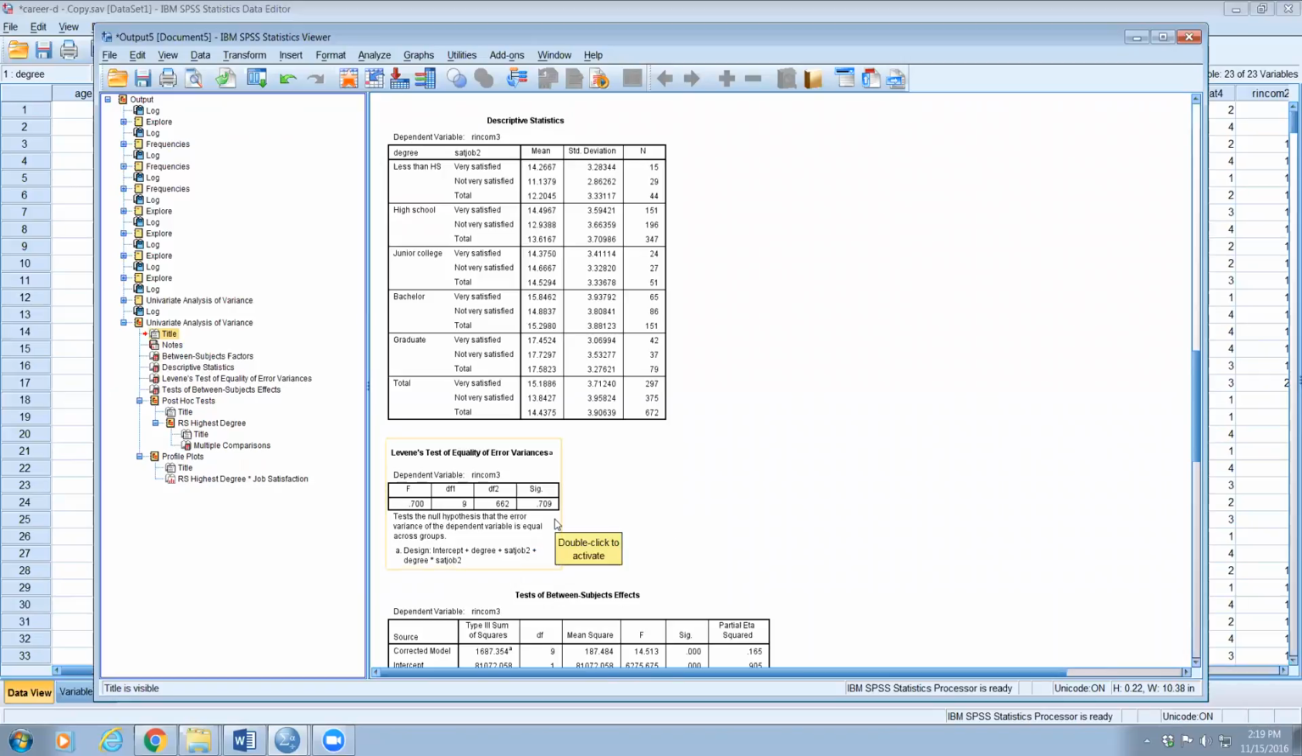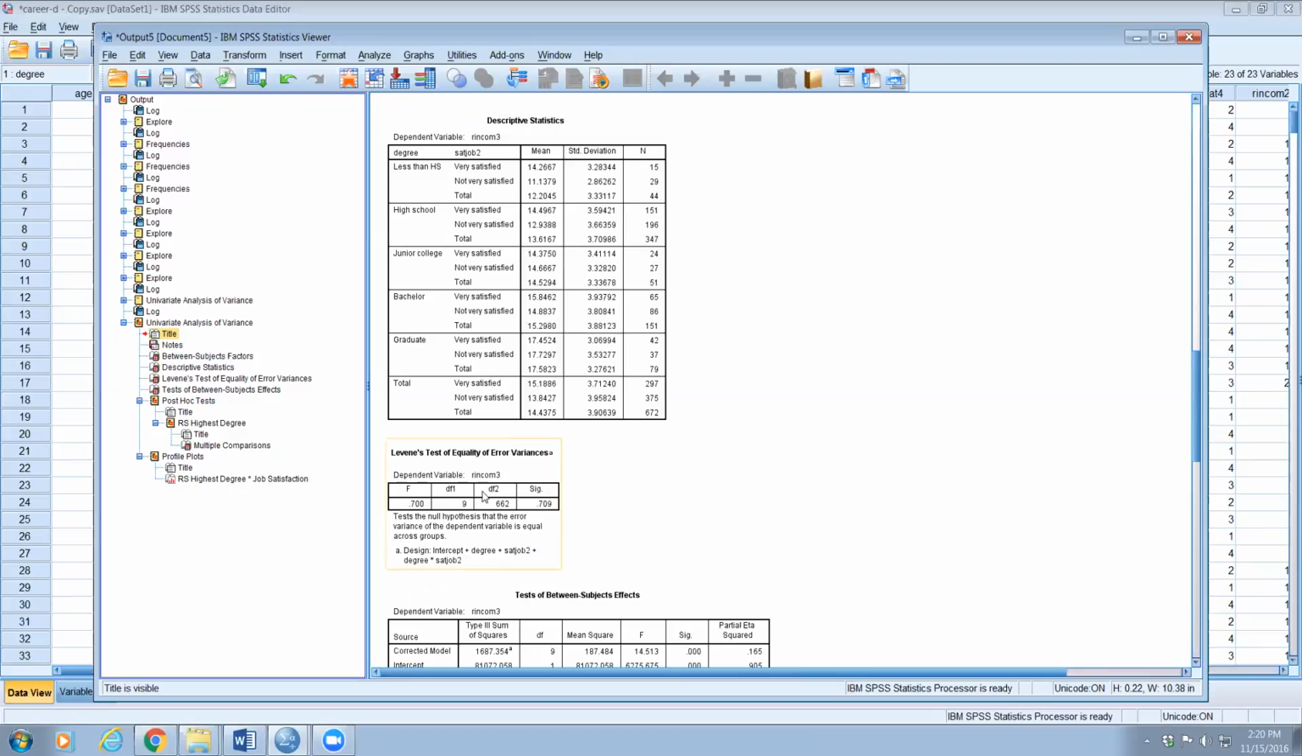So we reject the alternate hypothesis and we conclude that since this value is not significant, we pass the test, and we can conclude that our sample has equal variances across all 10 different groups. So we can go ahead and do the ANOVA here.